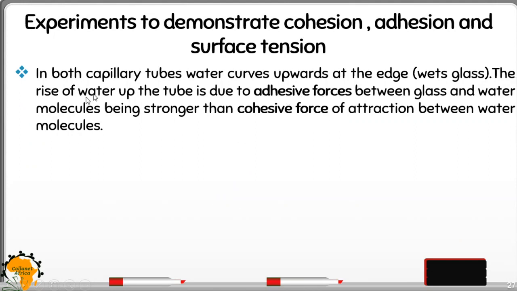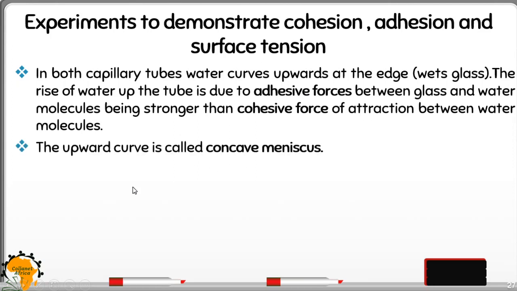So we have the reason here. The rise of water up the tube is due to adhesive force, the force of attraction between glass and water molecules being stronger than the cohesive. So more water molecules are moving up so that they can be in contact with the glass, because adhesive force is greater than cohesive. Then we have that concave meniscus. This is because again of adhesive force being greater than cohesive force.